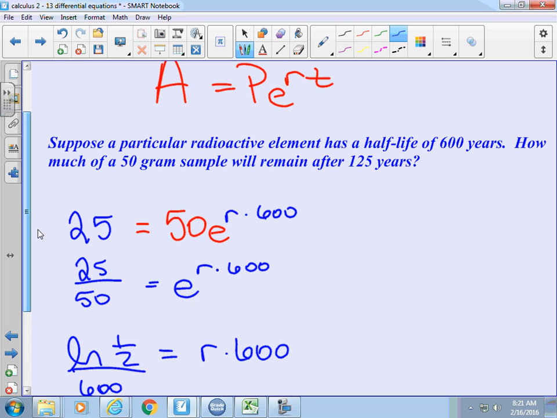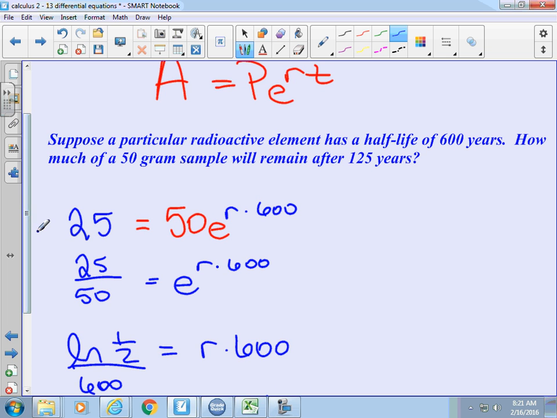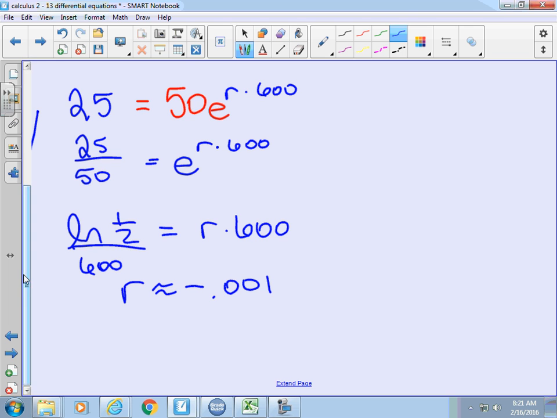The actual question was, how much of the 50-gram sample will remain after 125 years? How would I do that? Plug in -0.001 for R. Good. And what in for T?